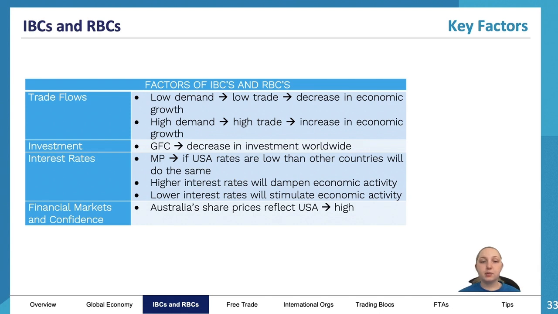You've also got investment, so big economic events will decrease investment because people have less discretionary income, such as in the GFC. You've also got interest rates. Interest rates are influenced by one another, so there are political influences. For example, if the USA interest rates are low, other countries typically tend to do the same as the US. High interest rates dampen economic activity, low interest rates stimulate it.